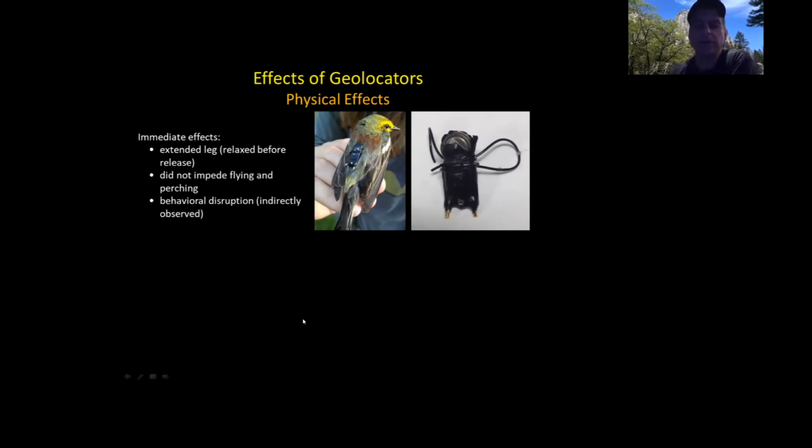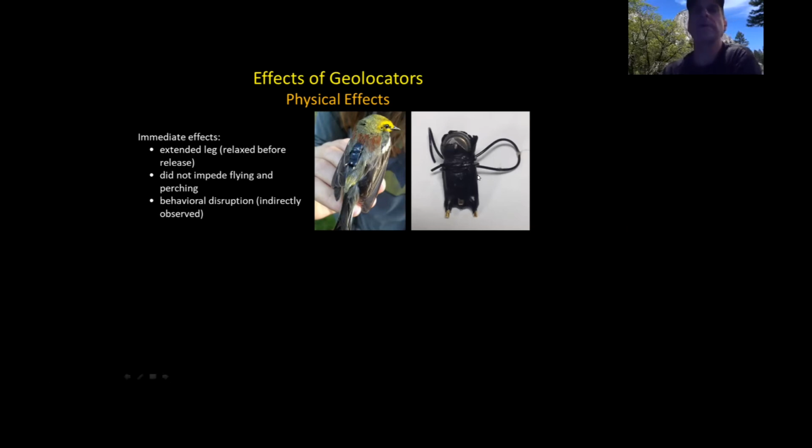We indirectly noticed that some of their behaviors may have been disrupted. We caught a bird here. You can see this is a bird that we caught a couple weeks after we put the geolocator on, and you can see its knot here is bent. That suggests the bird either has been yanking on it or it got caught in vegetation. Neither one of those is particularly a good thing.